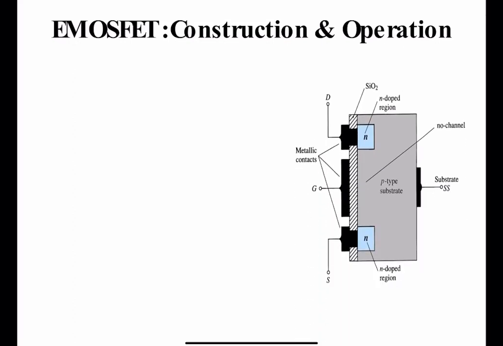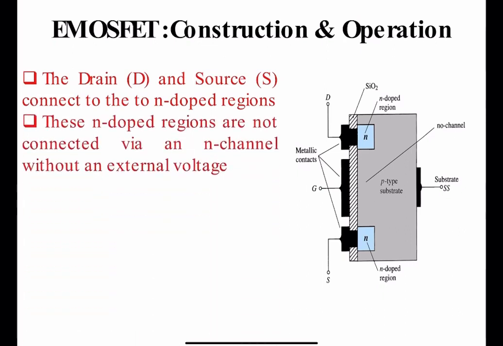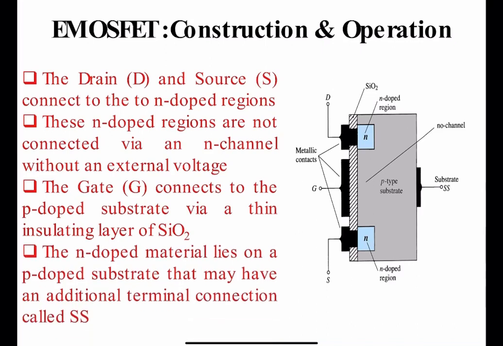For the construction, you can see in the figure, drain and source terminals are connected to the n-doped regions, and these regions are not connected via an n channel without any external voltage, or we can say there is no channel existing between drain and source for the conduction. Gate is connected to the p-type substrate through a thin insulating layer of silicon dioxide which provides insulation. This n-doped material lies on the p-type substrate which has an additional terminal connection called substrate.